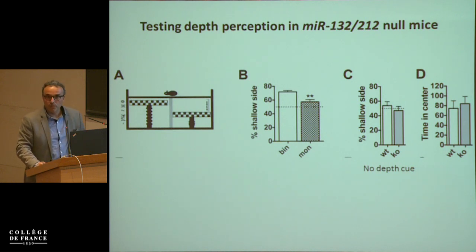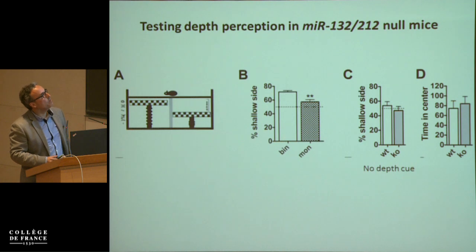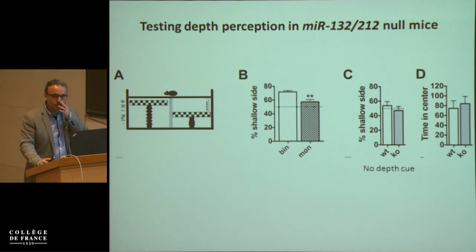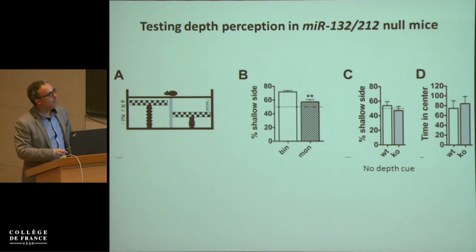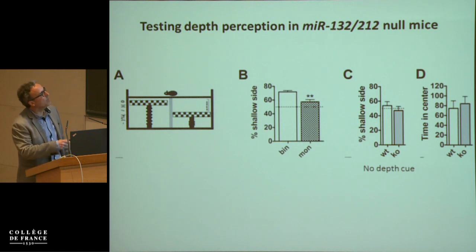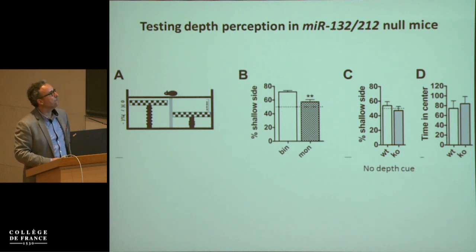Actually, for instance, we didn't find any problem with visual acuity in these animals. So we tested depth perception behaviorally using this test, which is called the visual cliff. Basically, you put the animal on a glass, and underneath you can have visual stimuli at different depths. So you have a shallow side and a deep side, and the animals will always stay on the shallow side. They avoid going on the deep side.